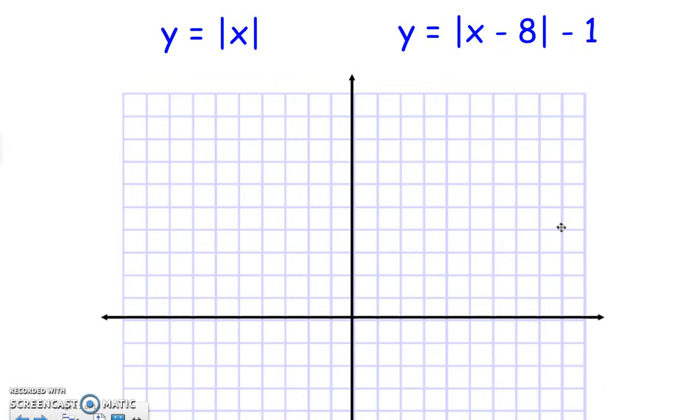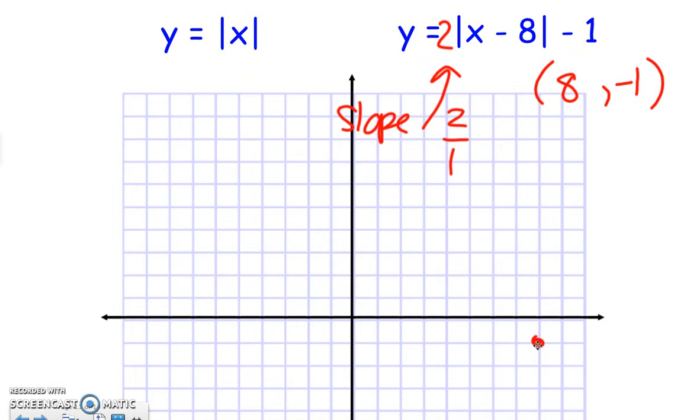Let's change this problem a little bit and put a 2 on the outside. So my vertex again is going to be a +8, -1, because I need to change that sign in the bars. So I'm going to go over 8. 1, 2, 3, 4, 5, 6, 7, 8, and down 1. Sorry, I'm going fast because the time's about to end. So now my slope is going to be a 2 over 1. So instead of going up 1, I'm going to go up 2.